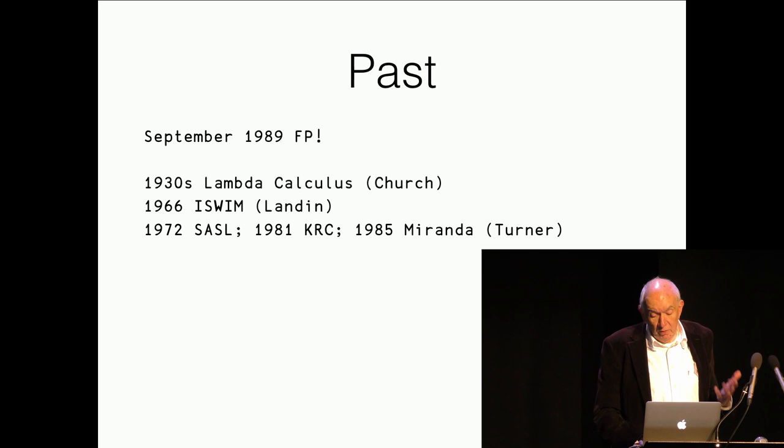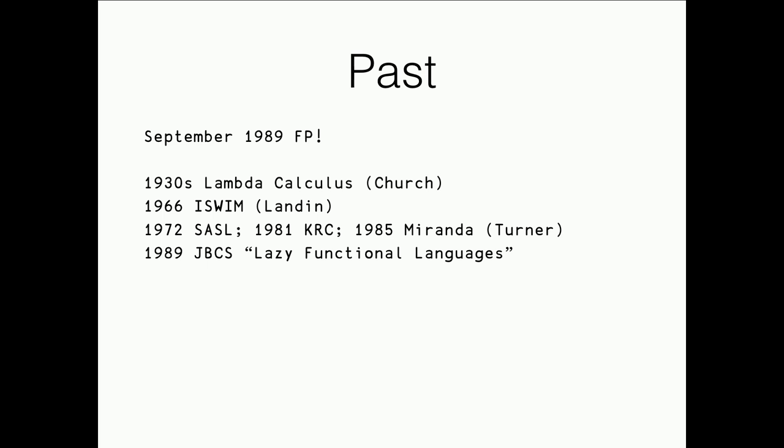So my introduction to FP was everything was in Miranda, which is a precursor to Haskell. In 1989, there was a Journal of the British Computer Society edition, which turned me on. And in 1990, the first Haskell report appeared. In 1996, Dfns appeared in Dyalog, and it was based on the ideas from Miranda and lambda calculus.